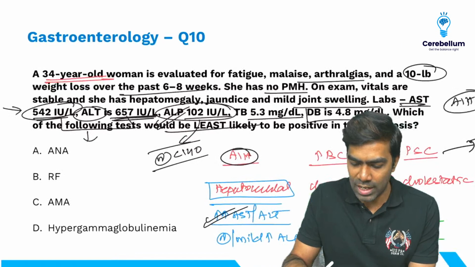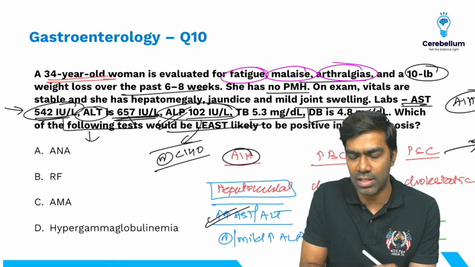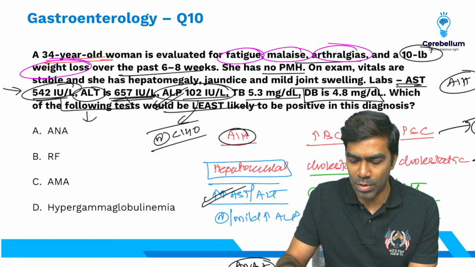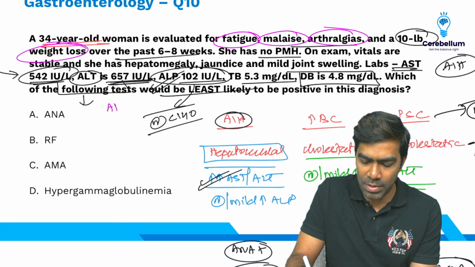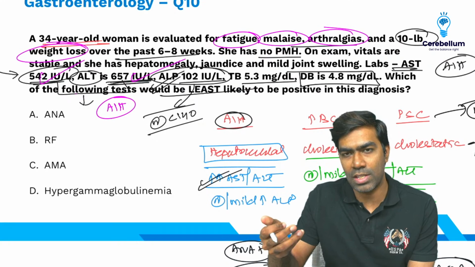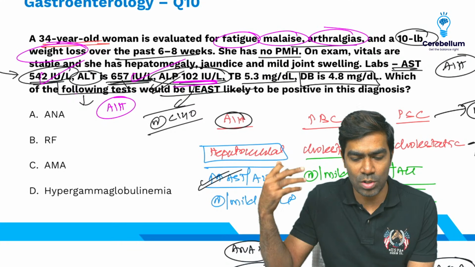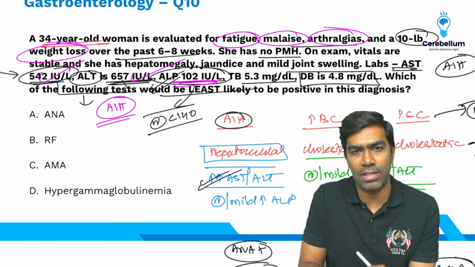So clearly, our patient is having multiple manifestations: fatigue, malaise, arthralgias, weight loss. All this is telling that this patient is having some autoimmune problem, autoimmune liver disease. And what is that disease? That is autoimmune hepatitis, because that is the one that fits into the hepatocellular pattern. If it's primary biliary cholangitis, it should be cholestatic pattern. ALP should have been high. That's not the case. If it's primary sclerosing cholangitis also, ALP should be high. That's not the case. So we are talking about autoimmune hepatitis here.